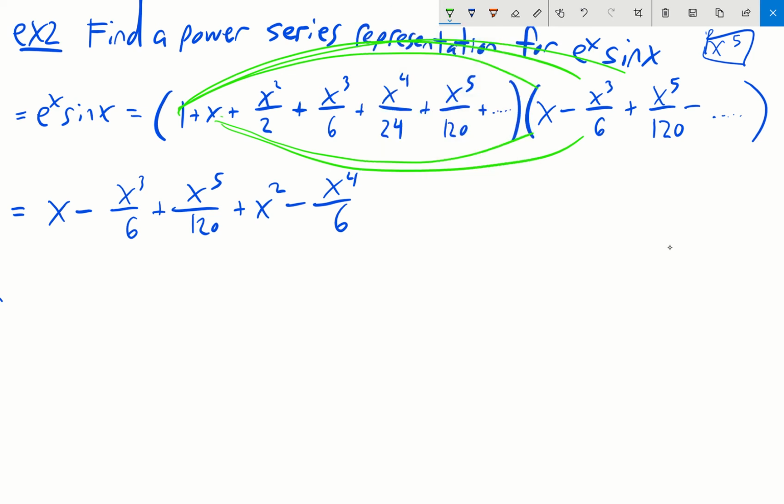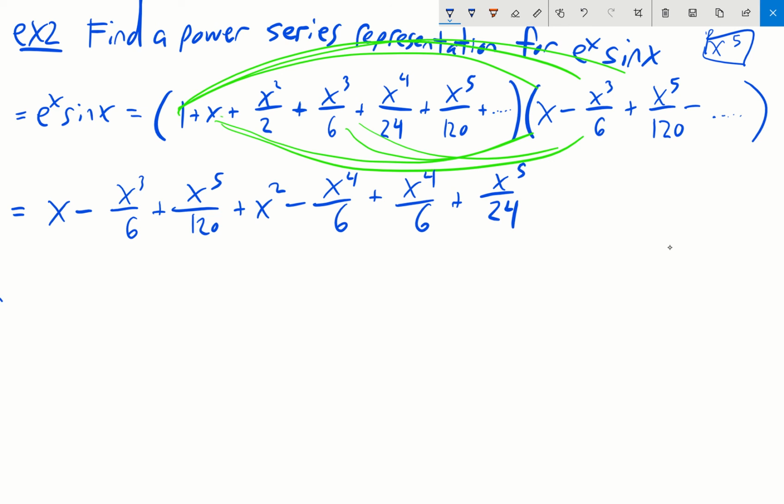Let's take x cubed over 6 and start to distribute it. X cubed over 6 times x would provide us with an x to the 4th over 6. The next term would be x cubed times an x cubed, which is x to the 6th, so that's already too much. So we're done with that term. Let's come over here. If I take x to the 4th over 24 times x, that will give us an x to the 5th over 24. And then x to the 4th times the next x cubed term would be x to the 7th.